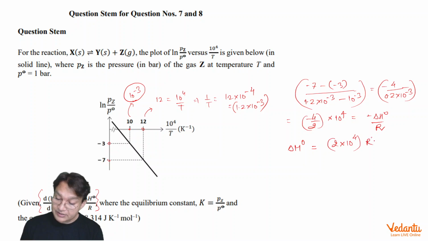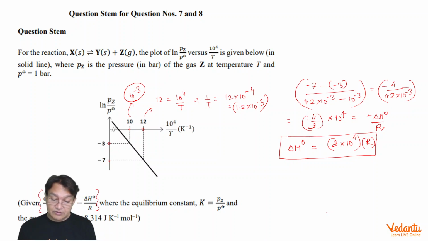R. Another interesting thing you can see here is that ΔH naught is positive, as reflected by the fact that when we move from this side to this side, the temperature is decreasing, and the equilibrium constant value is also decreasing. That means on decreasing temperature, if the equilibrium constant is decreasing, this reaction is an endothermic reaction. So it confirms that ΔH naught is positive.